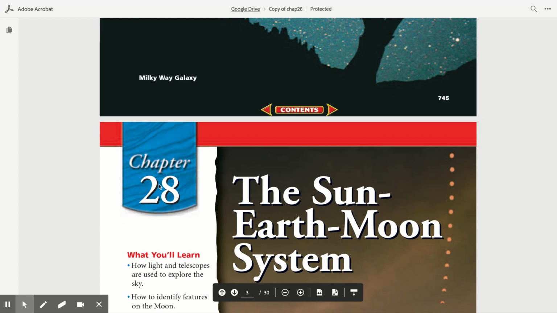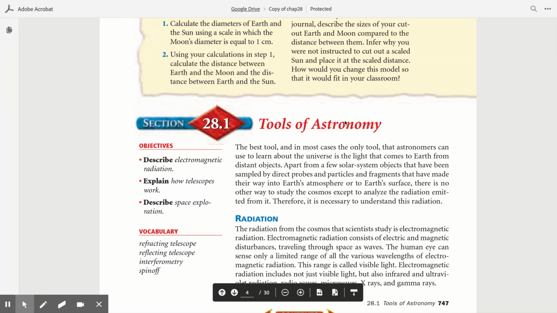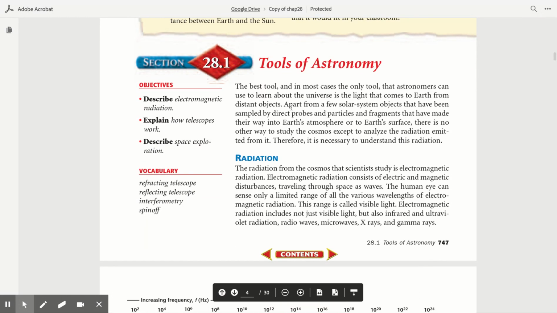We are going to be reading Chapter 28, Section 1, Tools of Astronomy, found on page 747. The best tool, and in most cases the only tool that astronomers can use to learn about the universe, is the light that comes to Earth from distant objects.